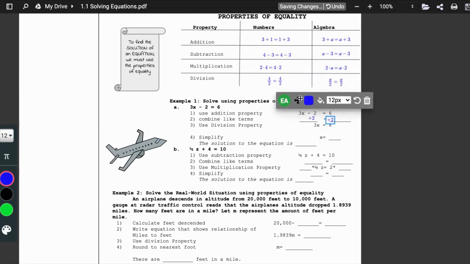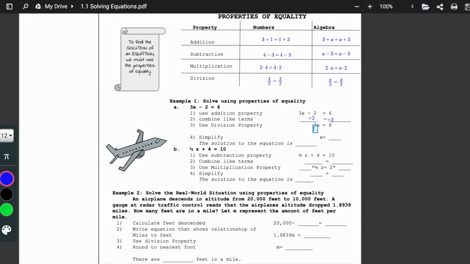And then when I combine like terms, I'm just doing the math, right? Negative 2 plus 2 is 0. And 6 plus 2 is 8. So when I get done, I get 3x equals 8. Now I have to do the last step, which is the division property. The division property just means that I'm dividing both sides by a number. Well, in this case, I'm not going to divide by 8 because remember, I'm trying to get x by itself. So I'm going to divide both sides by 3.